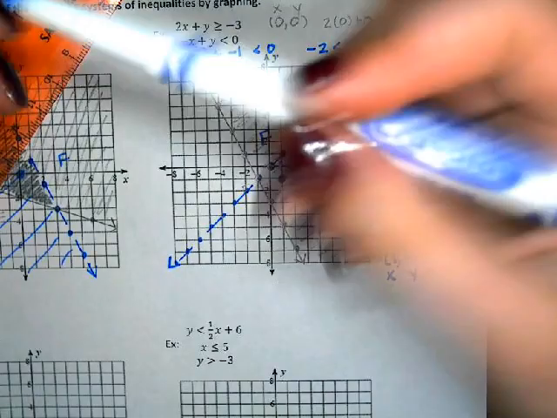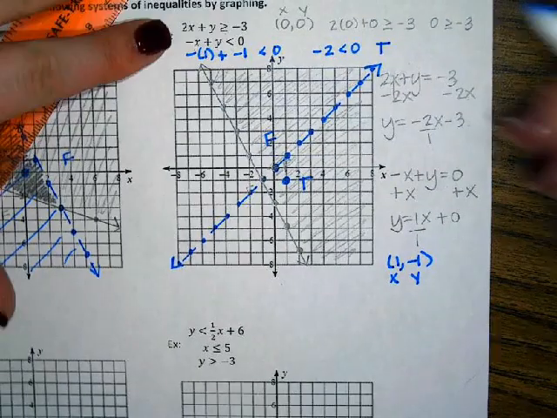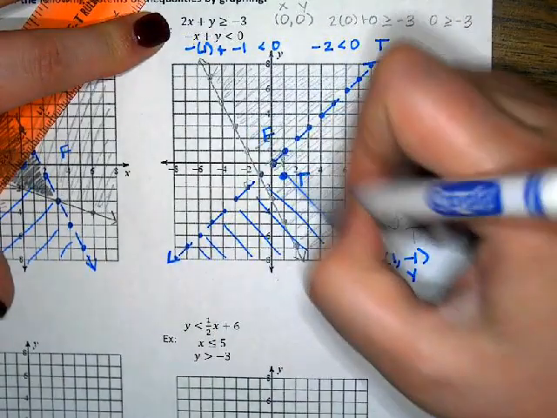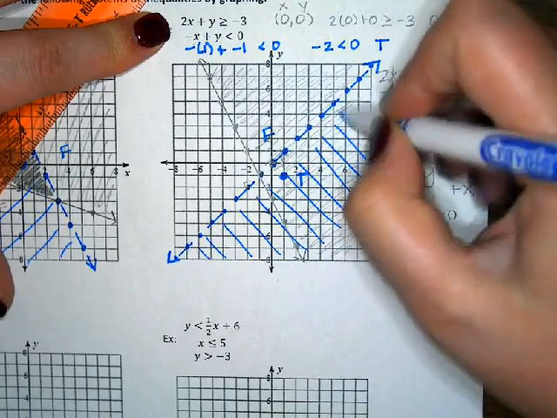Okay, so here's our shading. We shade toward what's true. Okay. And then we're going to go back and get our double shade. Make it nice and dark.